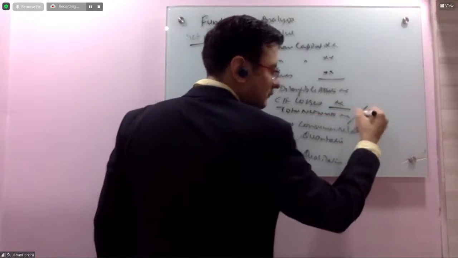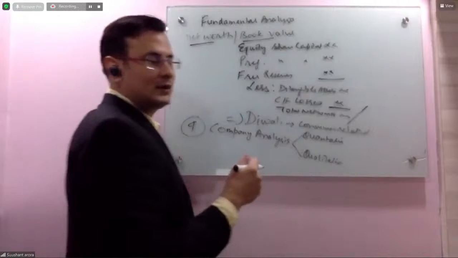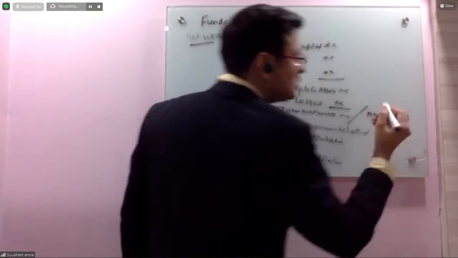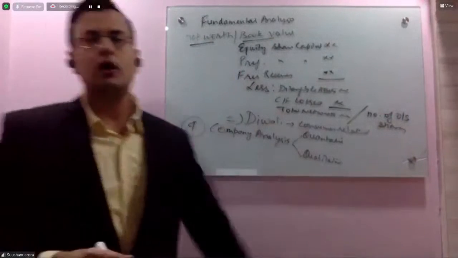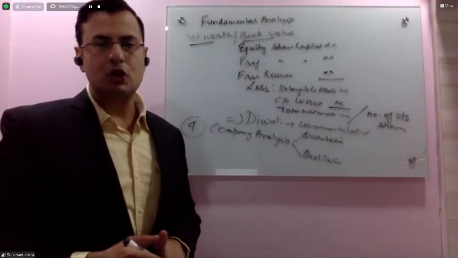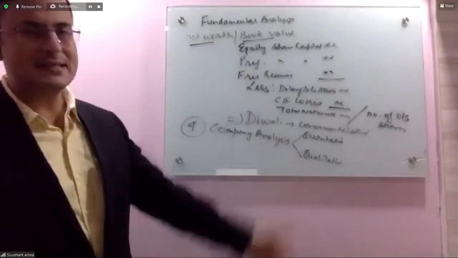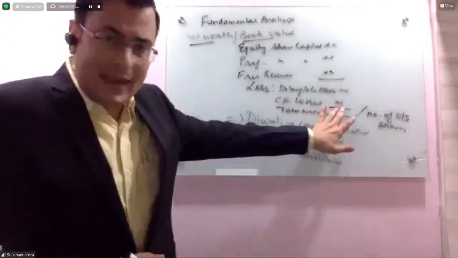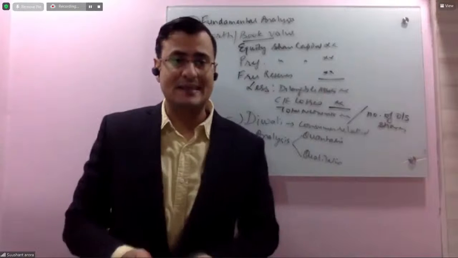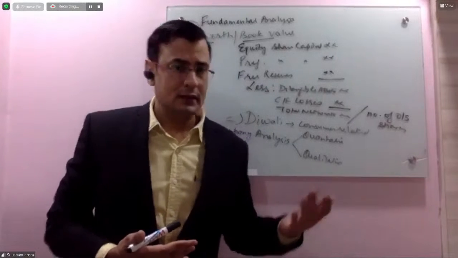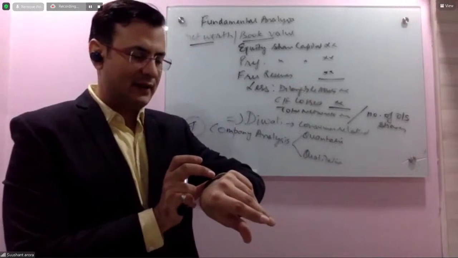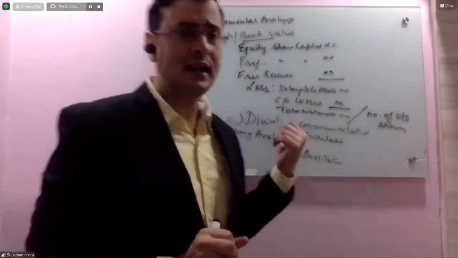You divide this by the number of equity shares outstanding. So you get the net worth of this company. You have to analyze the company's net worth, because it can be negative, like our aviation companies, SpiceJet, Indigo. They're all having big losses, so the net worth is somewhere on the negative side.